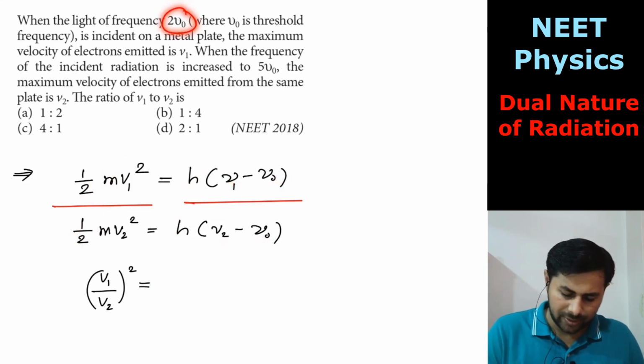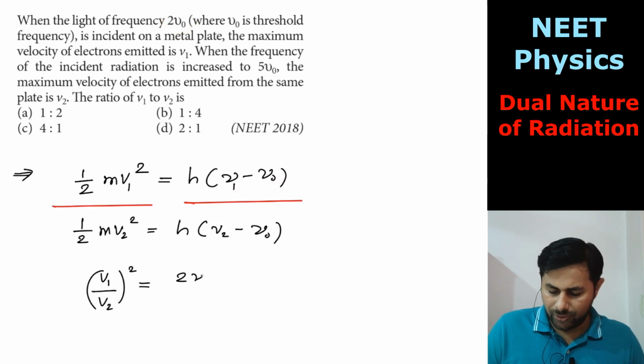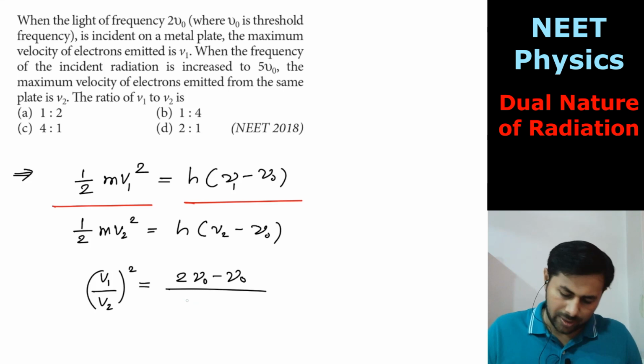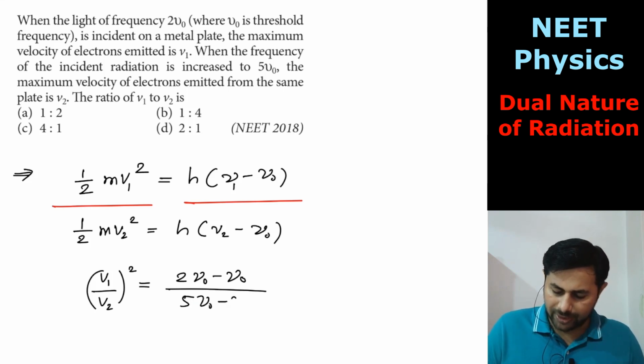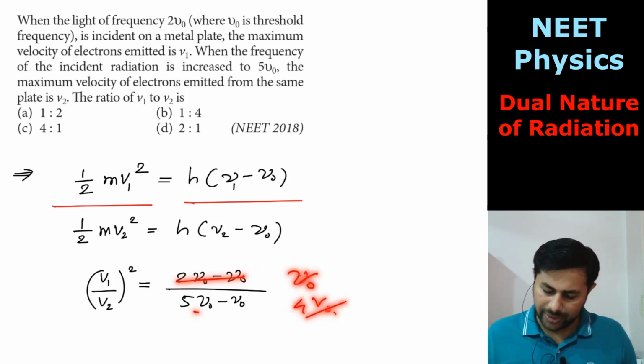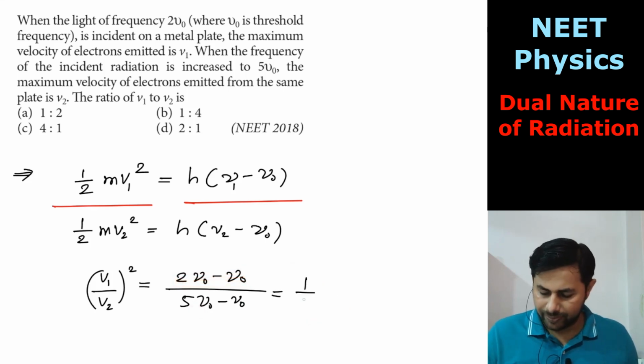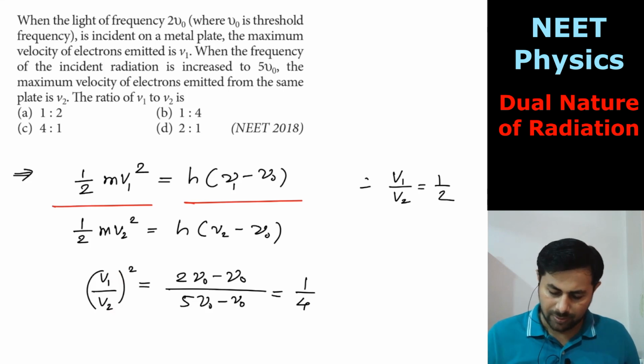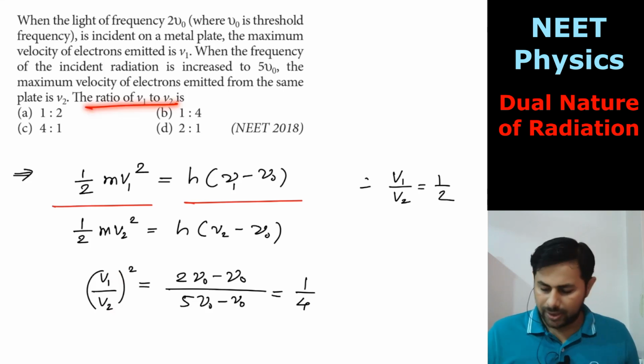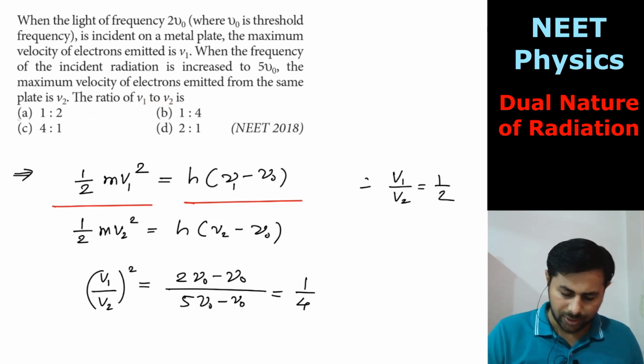And what is nu1? It is 2 nu naught. So 2 nu naught minus nu naught, divided by, next, it is 5 nu naught minus nu naught. So this is nu naught divided by 4 nu naught, right? Nu naught gets cancelled, so it is 1 by 4. But this is V1 by V2 square, so therefore V1 by V2 is equal to 1 by 2. We want the ratio only, so it is 1 by 2. So it's option A.